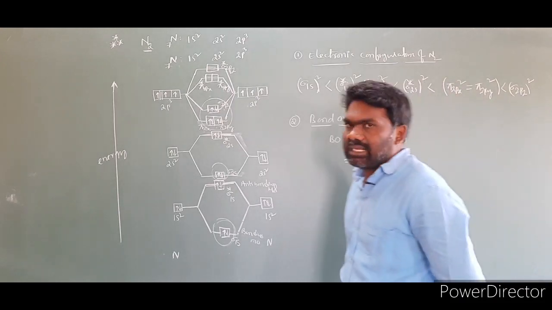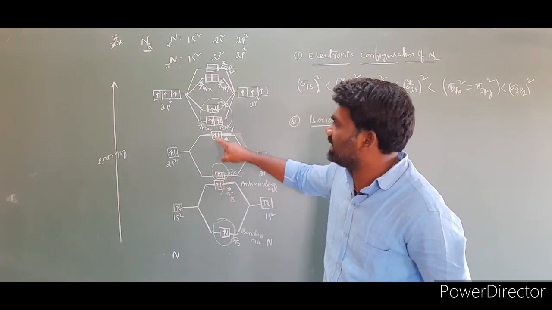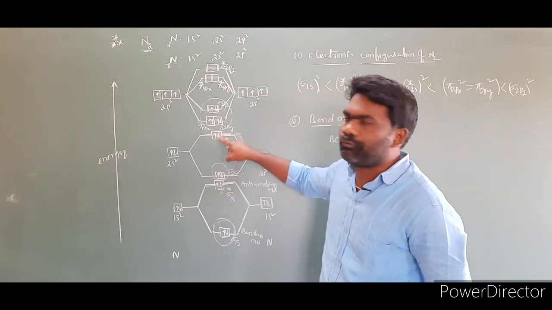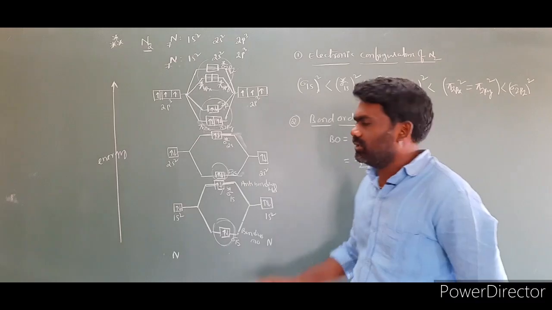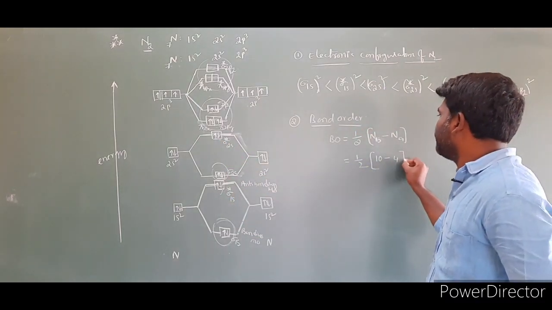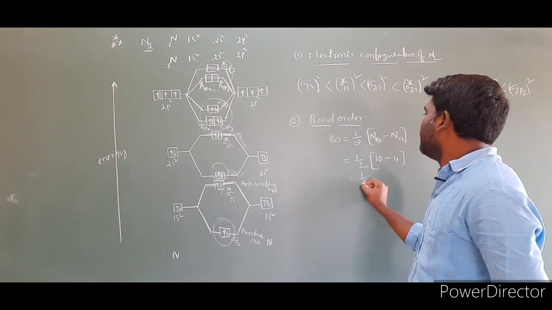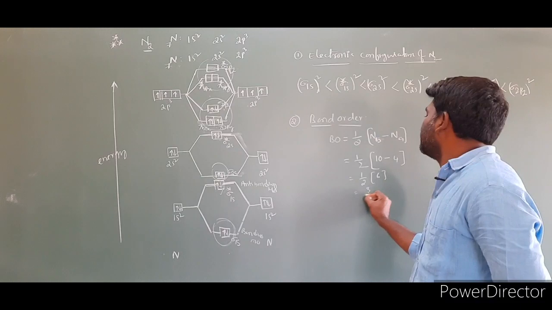Now count the electrons in the anti-bonding. How many are there? This is the anti-bonding, 2 electrons. Here is the anti-bonding, 2 plus 2 is 4. But here there are no electrons in the anti-bonding, so no need to take it. So 2 plus 2, total we have 4. So 10 minus 4, half into this, how much? 6. That is equal to 3.